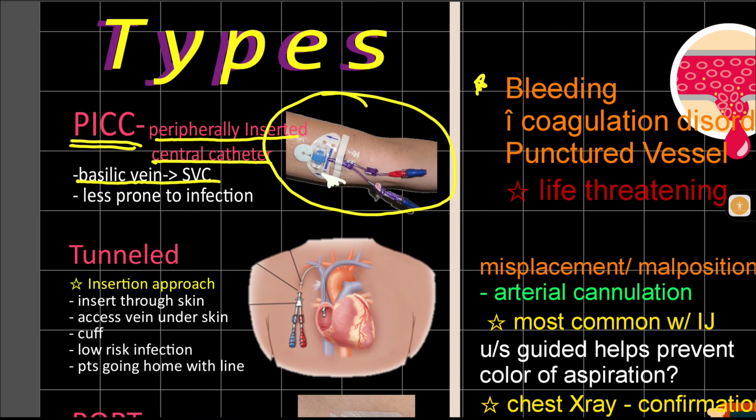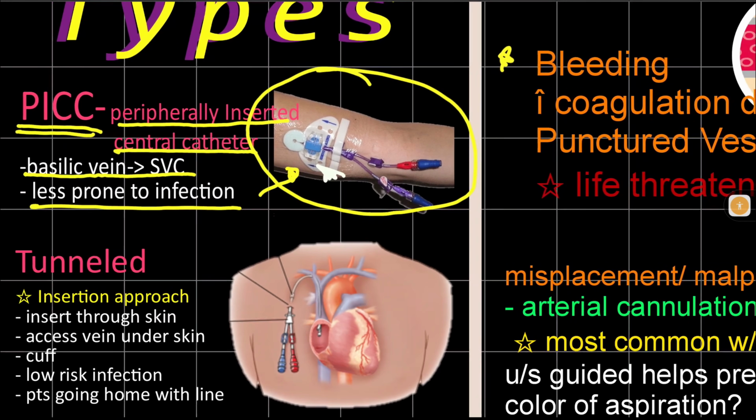And now, this is less prone to infection. Why? Because of its location. It is actually located in the inner arm, so it's not so exposed to the bodily fluids in the mouth, in the nose, or bodily fluids that are excreted through your genitourinary. So it's pretty much less prone to infection, less but still prone to infection.